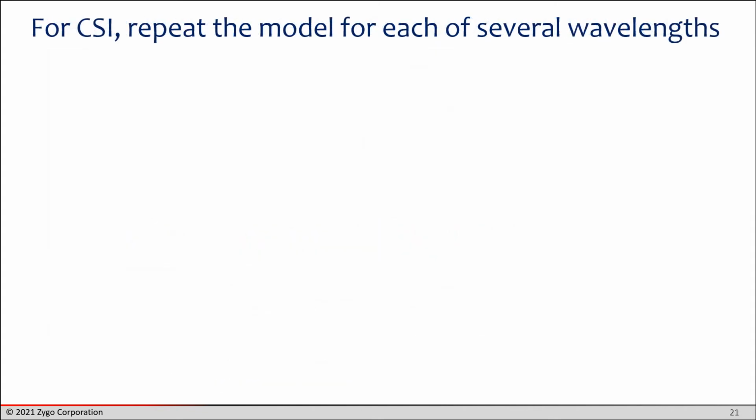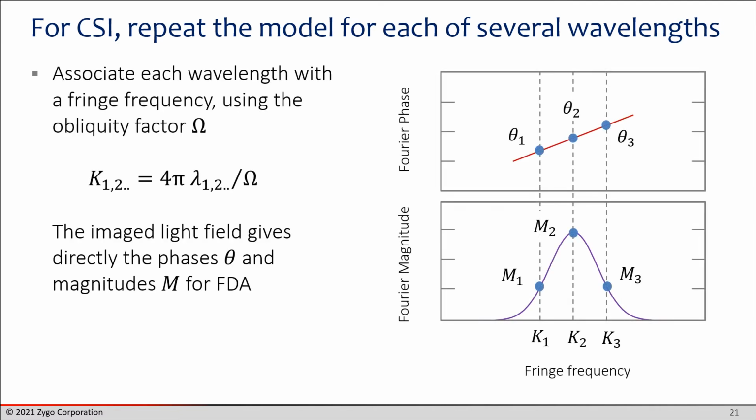The easiest approach to applying an EFO model to CSI is to simply repeat the model for each of several wavelengths. In this approach, we associate each of the wavelengths of the light source with a fringe frequency. And then we bundle the effect of different angles of incidence on the part into a single obliquity factor, which is a familiar technique to use in interference microscopy. So the fringe frequencies correspond to wavelengths, and we take a handful of them, enough of them, to calculate those phases that we use in frequency domain analysis, or FDA. So it's really not too much more complicated than the EFO for monochromatic light.